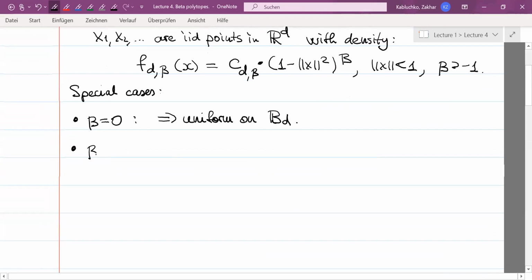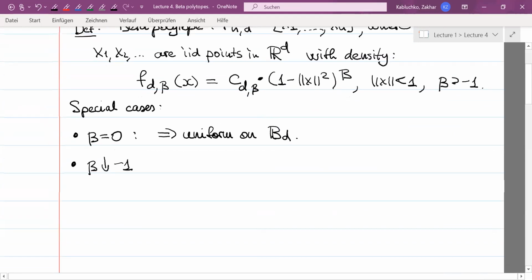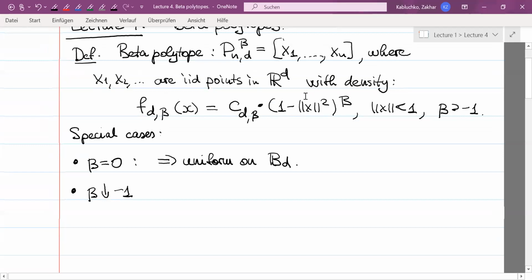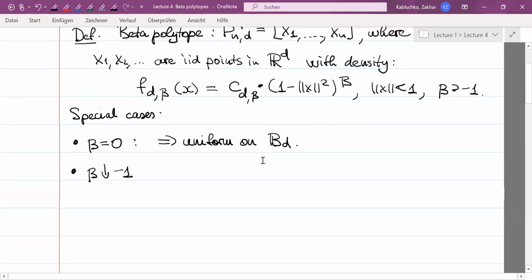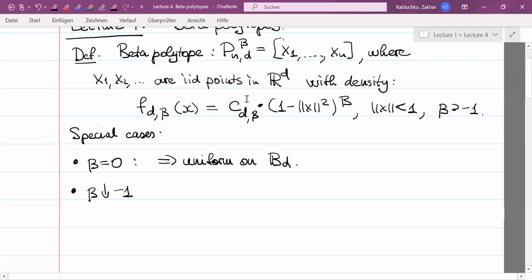What happens if β goes to -1? Well, then this function converges pointwise to the function (1 - ||x||²)^{-1}, and one can check that this function is not integrable. So the function is not going to be integrable in the limit, which means that the constant converges to 0. The integral of that converges to infinity, and the constant must converge to 0 for this reason. So pointwise, the whole function converges to 0. But the integral stays constant and is equal to 1 each time.